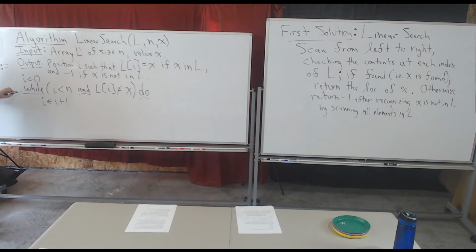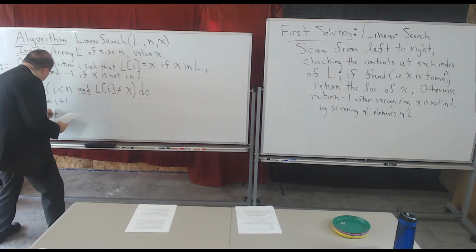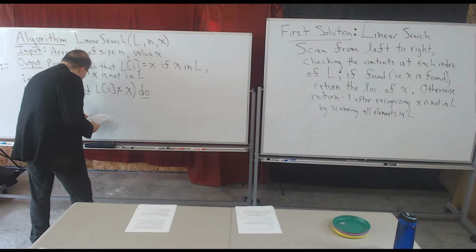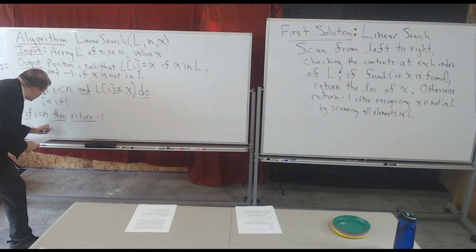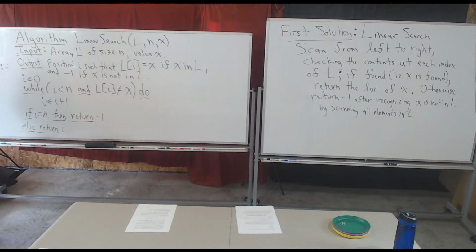So I have a while loop. This is written as a while loop where I have a condition. You know how while loops work. So after my while loop, I'm going to indent that in. Now, keep in mind, I don't need to have that there. I'm just going to have while, and then below my indentation, I'll have if I is equal to n, then return -1, else return I. So this is my pseudocode for linear search.